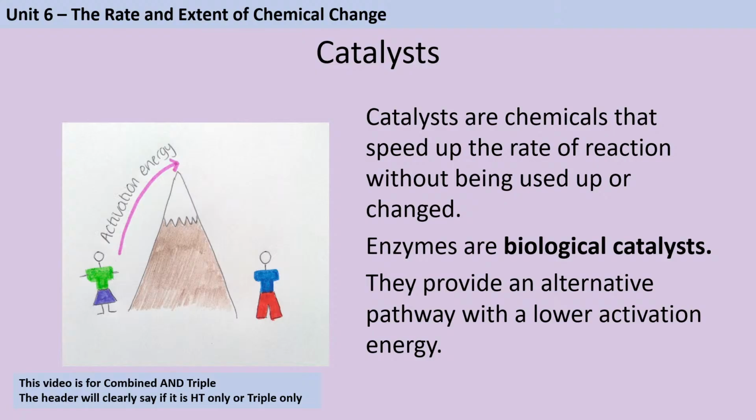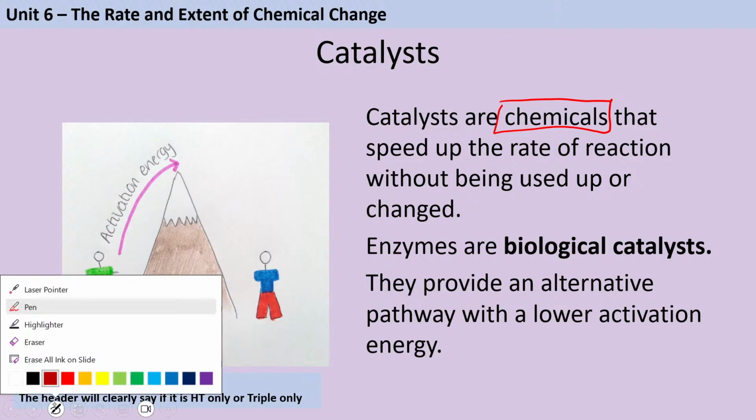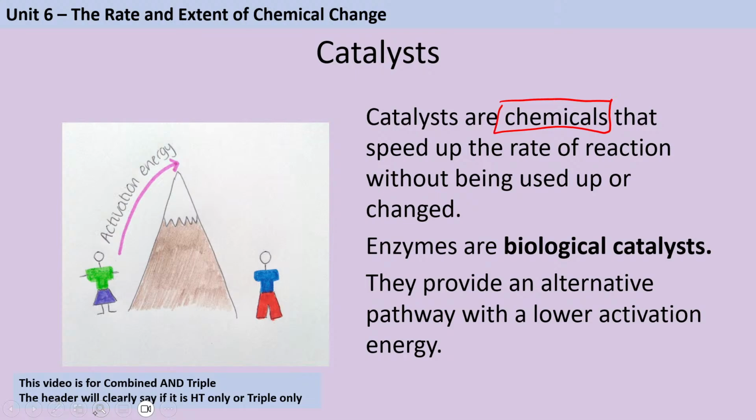Okay, so then our last way that we can speed up rates of reaction is by introducing a catalyst. A catalyst is a chemical. It has to be a chemical. I cannot tell you how many times people have written that high temperature or energy is a catalyst, and it's not. It has to be a chemical that you're adding in. And these chemicals speed up the rate of reaction without being used up or permanently changed themselves. So you can get that catalyst back after the reaction is finished.